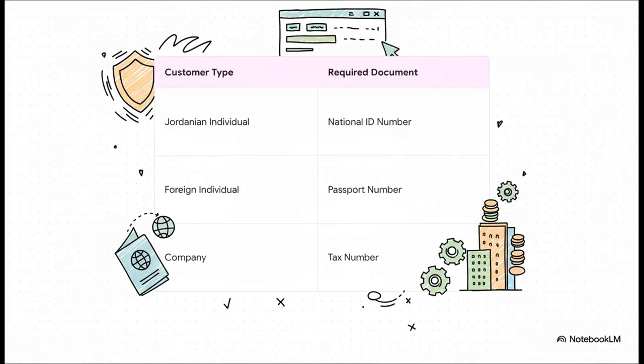And here's the breakdown of exactly what you need. If you're dealing with a Jordanian individual, you'll use their national ID number. For a foreign individual, you'll need their passport number. And for any company, it's their tax number. Getting this right is the key to successful e-invoicing there.